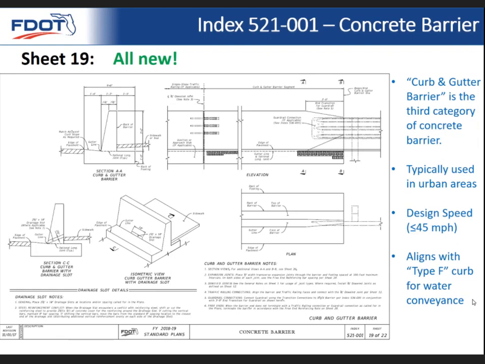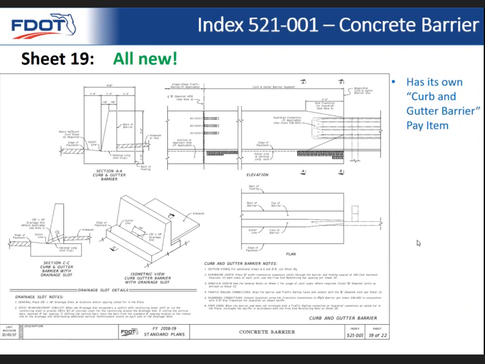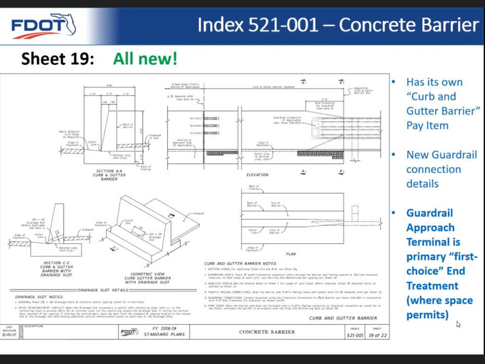And it aligns with the type F curb pretty nicely for water conveyance. That 1'4" is basically the exact width of the front of the type F curb. And so those align, and it's kind of like your urban option. It has its own curb and gutter pay item, and then new guardrail connection details. And then the one point to emphasize moving forward is that the guardrail approach terminal is basically now becoming our primary first choice option for protecting the blunt end of this barrier in an urban area.